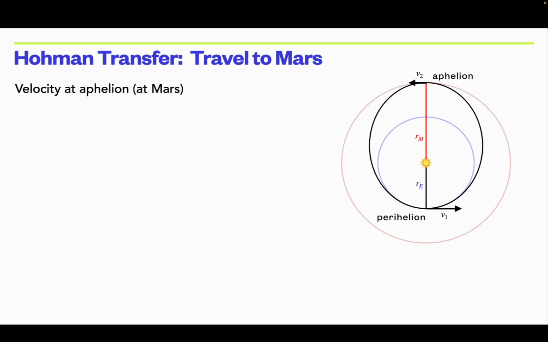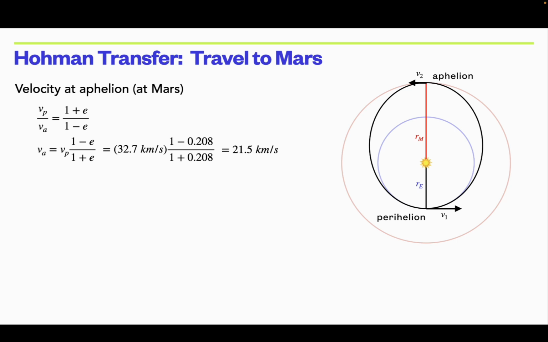All right, what about the velocity once we get to Mars? How fast is it going to be going? Same calculation. Actually, we can save ourselves a little bit of work by using this equation. The ratio of the perihelion to aphelion velocity is given by this. Solve for the aphelion velocity, plug in. We see that the aphelion velocity is 21.5 kilometers per second. Repeat the circular velocity for Mars. We find it's going at 24 kilometers per second.